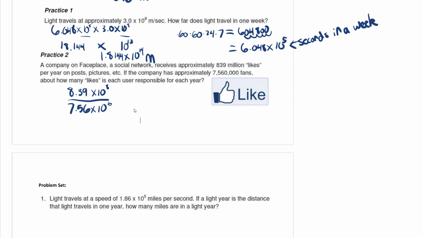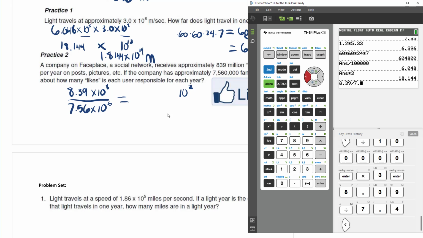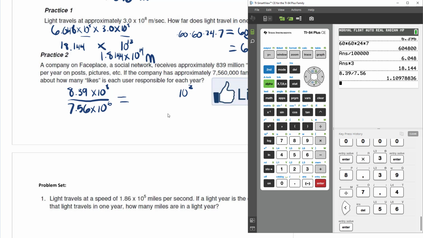Okay, to do the division, just like the multiplication, we're going to do each piece at a time because it doesn't matter what order we do that in so long as we do the whole thing. So we have 10 to the 8th over 10 to the 6th. What's going to happen? With the same base, we subtract the exponents. This becomes 10 to the 2nd, with the 2nd remaining on top. 8.39 divided by 7.56 is 1.1097. It goes on for a long time.